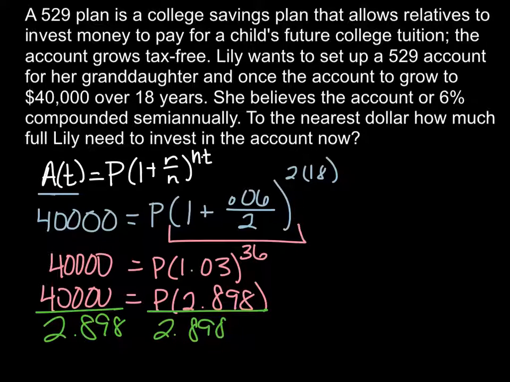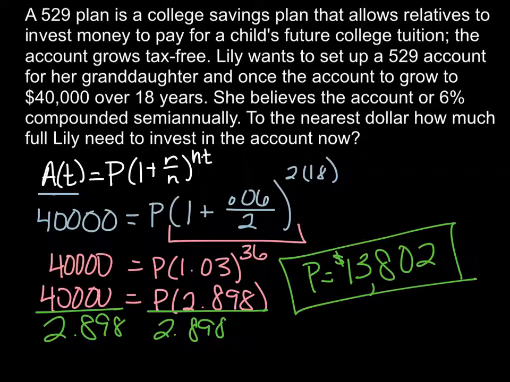So let's take $40,000 divided by that answer we just found. And to the nearest dollar, so we're going to say that P equals $13,802. If Grandma Lily invests that when her granddaughter is born, $13,802, by the time she's ready to go to college, she's going to have a $40,000 investment.